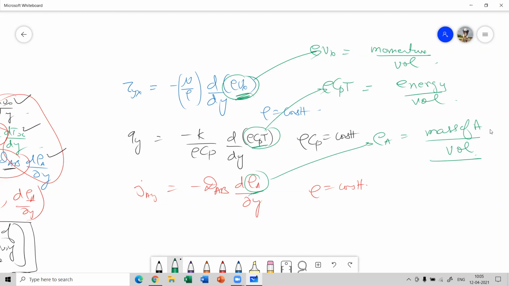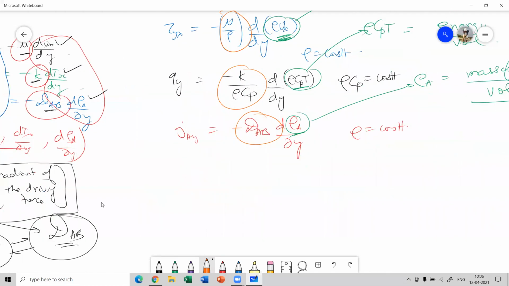Now, if you compare the terms which are appearing over here, that is mu by rho, k by rho Cp, and DAB. If you look at these terms, now mu by rho, what is this? This is called kinematic viscosity, or it's also known as momentum diffusivity, with the units of meter square per second.